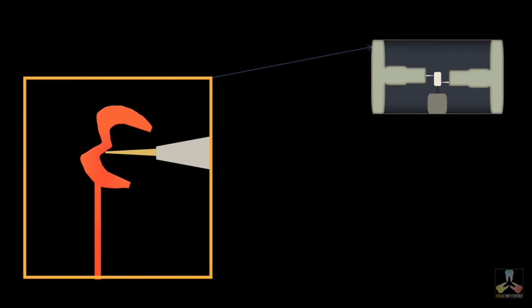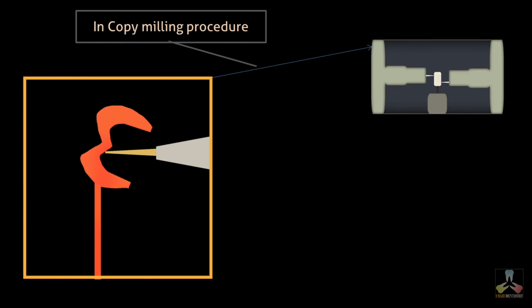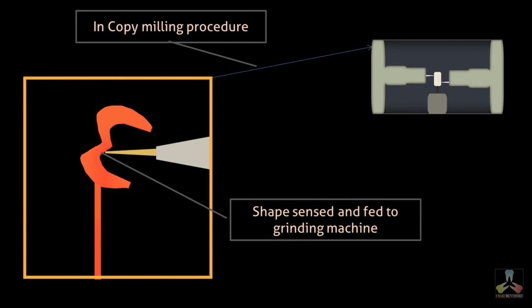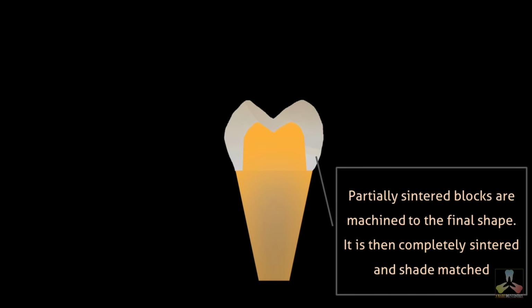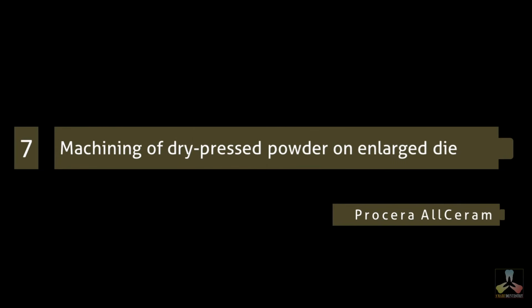This pattern is mounted on one side of the copy milling unit. A stylus will touch and sense the shape of the pattern, and these details are provided to the milling unit, which will grind the ceramic block, creating an exact duplicate of the pattern. Once the milling is completed, similar to the CAD-CAM restoration, copy milled restorations are also sintered if needed and then shade matched.